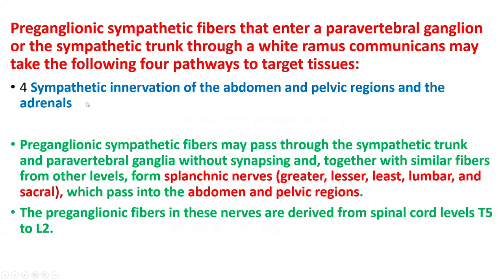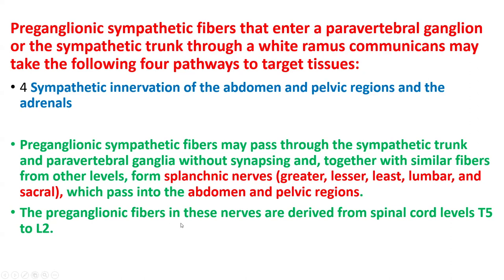And the fourth pathway is the sympathetic innervation of the abdomen and pelvic region and the adrenal glands. The difference of this pathway from the others is that the preganglionic sympathetic fiber may pass through the sympathetic trunk and paravertebral ganglia, but it doesn't synapse there. It just passes together with similar fibers from other levels to form specific nerves called splanchnic nerves. There are three groups of the thoracic splanchnic nerves, which are called greater, lesser, and least thoracic splanchnic nerve. And also we have the lumbar and sacral splanchnic nerves that pass for the innervation of the abdomen and pelvic region.